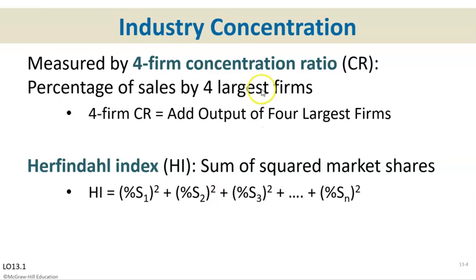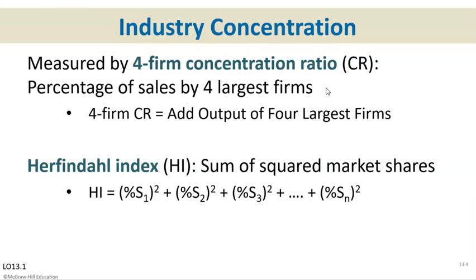The first one is the four-firm concentration ratio. What they will give you is the percentage of sales of all of the firms in the market. You look at the top four largest firms and you add together their percent of the output. So for instance, if there's a monopoly, there's only one firm, that means they have 100% of the market. So the four-firm concentration ratio for a monopoly is 100%. That's the strongest industry concentration, and 100 is the highest number we can get.